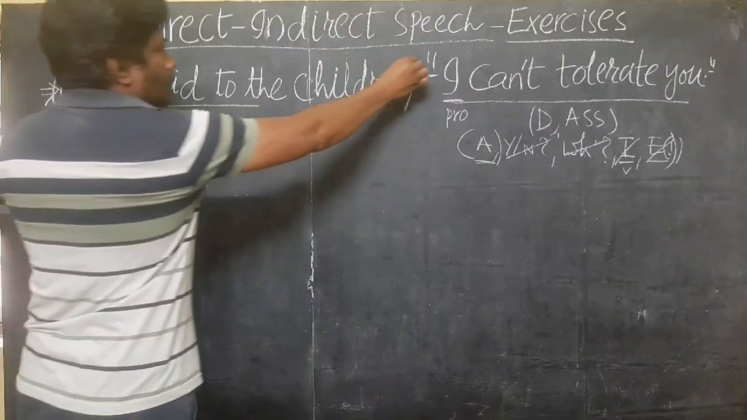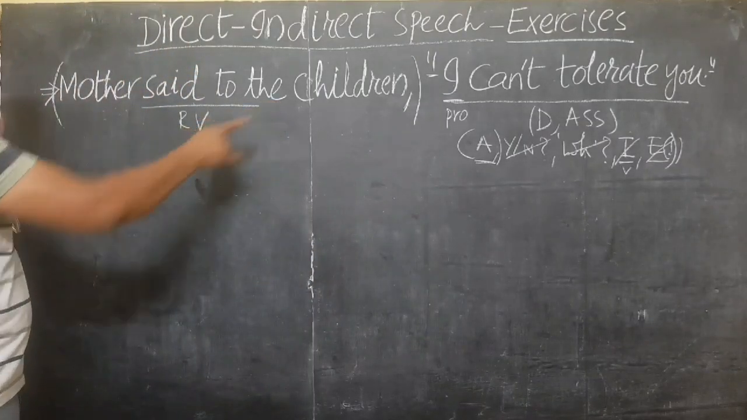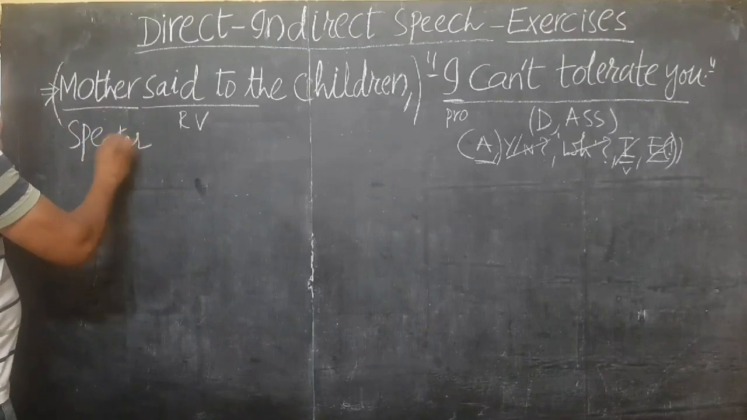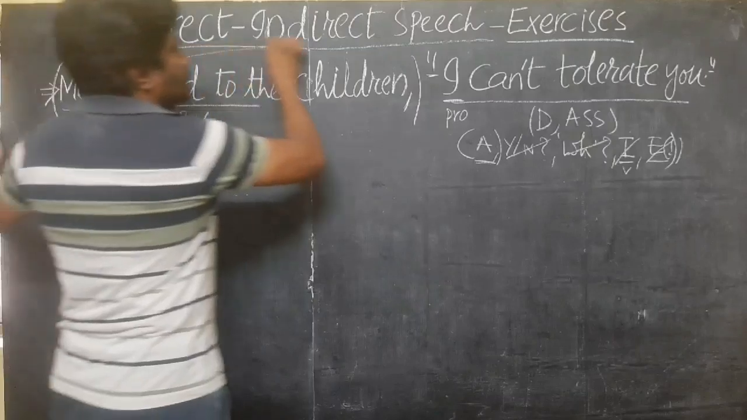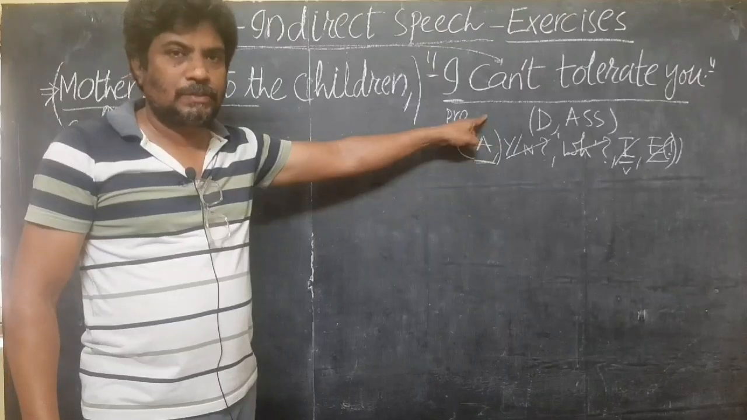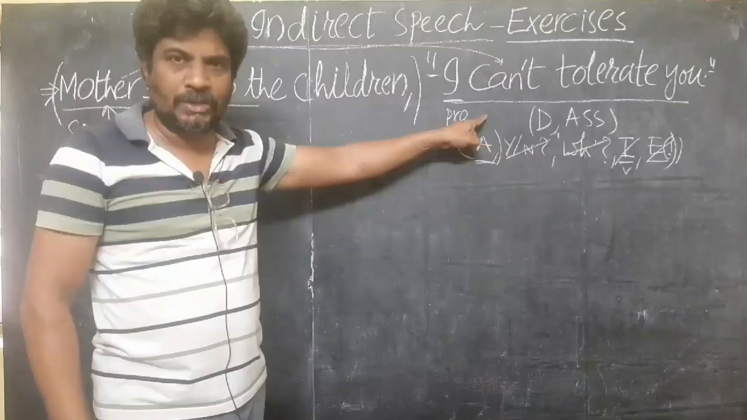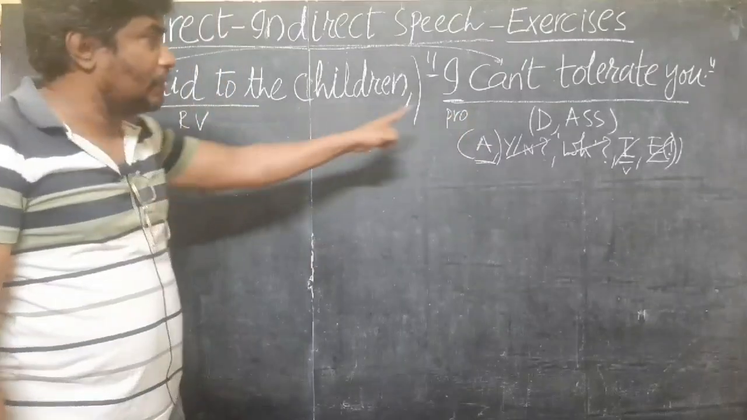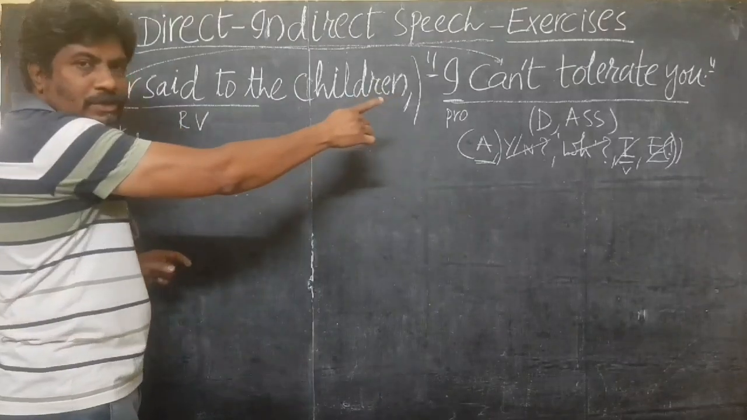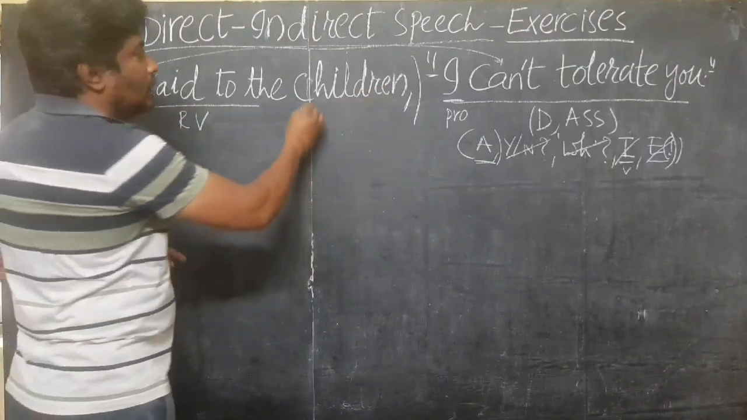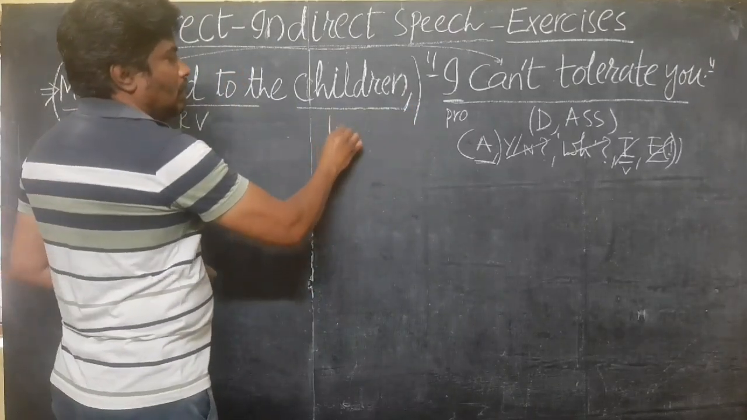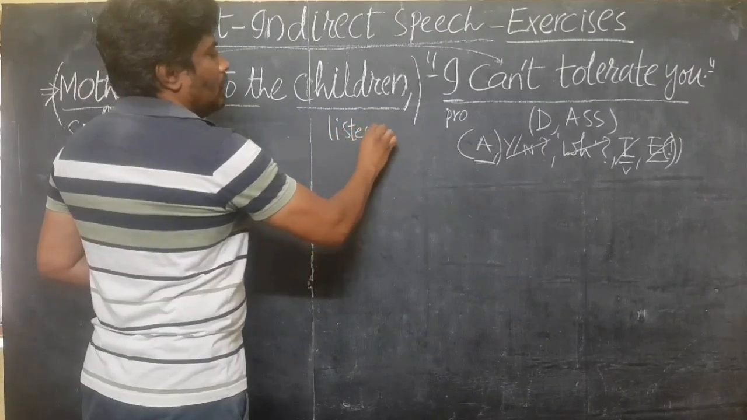This is the reporting verb in our case: Mother said to the children. The speaker here is mother. Mother spoke these words: I can't tolerate you. She is the speaker of this dialogue. Next, who is she speaking this dialogue to? That means who is the listener? Who listens to this dialogue? Children do. Children, plural. These children are the listeners.